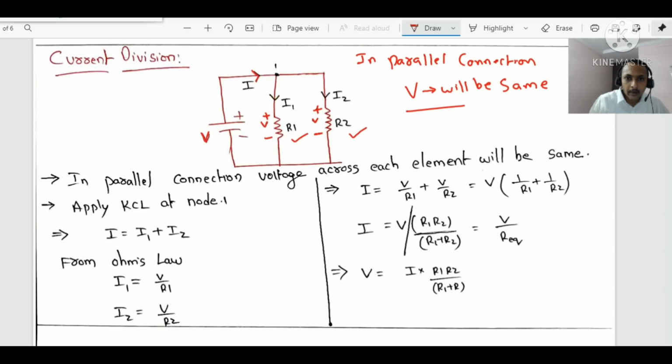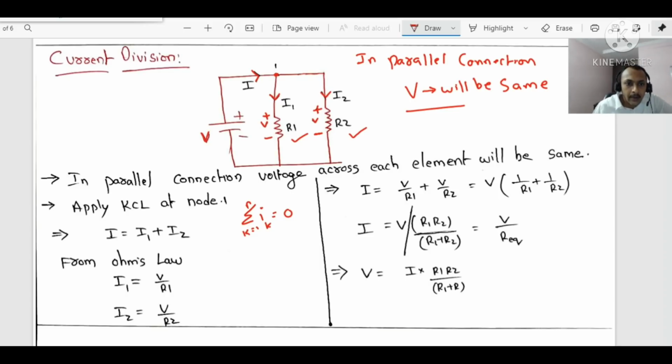Current flowing through R1 be I1. Current flowing through R2 be I2. Now for the voltage division rule, we applied KVL. In the current division rule, please apply KCL. What is KCL? Algebraic sum of the currents at a node is equal to 0. Or the sum of the entering currents is equal to the sum of the leaving currents.